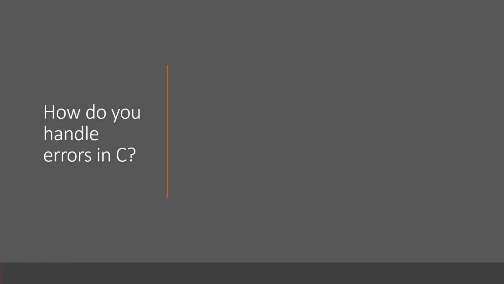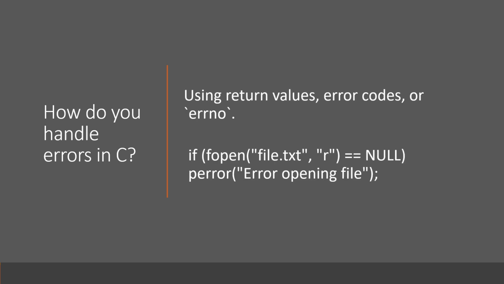How do you handle errors in C? Using return values or error codes or error number. For example, if fopen file.txt, which is being opened in reading mode, is appearing to be null, then generate perror, error opening file.